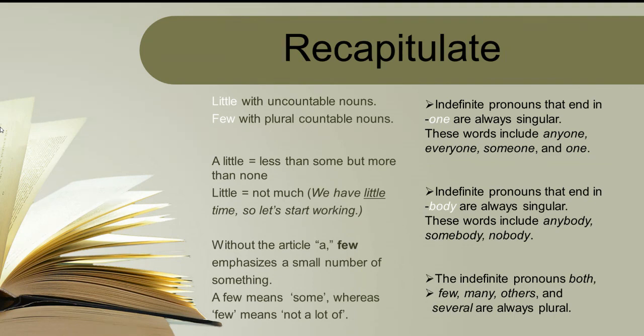Let's quickly recapitulate. Little is used with uncountable nouns and few is used with plural countable nouns. Indefinite pronouns that end in one and body, they take singular verb form. And both, few, many, others, and several, they always take plural verb form.